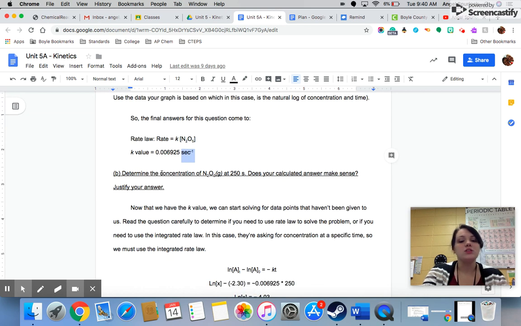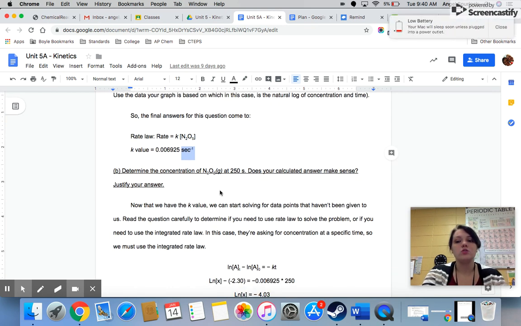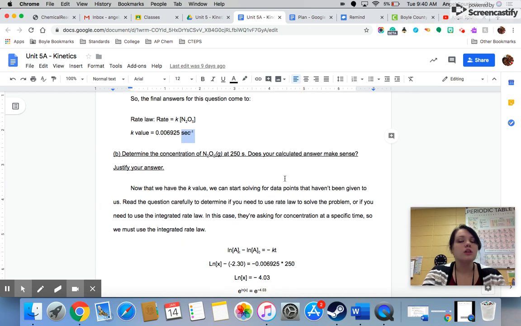For B, determine the concentration of N2O5 at 250 seconds. Does our calculated answer make sense and justify it? Well, now that we have the K value, we can solve for pretty much anything. We could solve for rate at a specific concentration. We could solve for concentration at a specific time, or we could solve for a time at a specific concentration. In this case, they're asking us to solve for concentration at a specific time. So because they've given us a time value, we have to use the integrated rate law. There is no time value in the regular rate law, so we cannot use that to solve this problem.